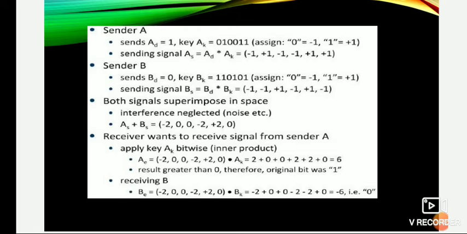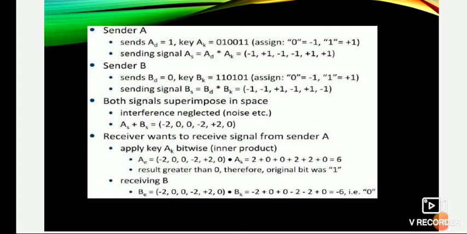So, AS plus BS is equal to the sum of both signals. Minus 1 plus minus 1 we get minus 2, plus 1 minus 1 we get 0, minus 1 plus 1 we get 0, minus 1 minus 1 we get minus 2, plus 1 plus 1 we get plus 2, plus 1 minus 1 we get 0. Now the receiver wants to receive the signal from sender A.